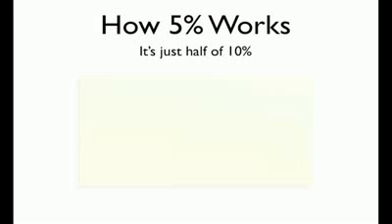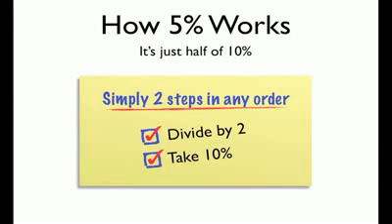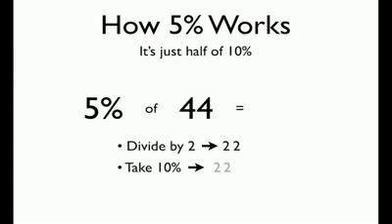5%. Well, 5% is just half of 10%. So the two steps to solve 5%, in any order, are divide by 2 and take 10%. You can take 10% first or divide by 2 first. It doesn't matter. We're going to look at it in this example. 5% of 44. Well, we're going to start off this time by dividing by 2. So 44 divided by 2 gives us 22. Then we take 10%. Well, move the decimal place over 1 gives us 2.2. That's all there is to it. It's really easy.